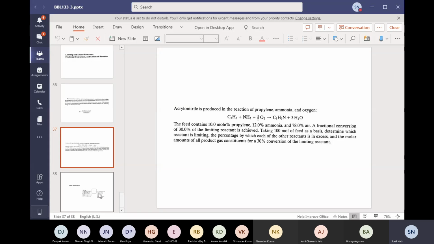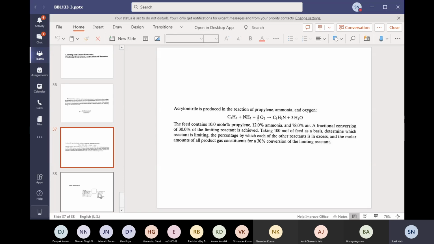So he has given you a basis and you have to find out which reactant is not in excess. And also he asks for all the other reactants, what percentage excess is there? And then he adds a third stipulation that 100% conversion does not happen. In other words, F, small f, is 30% or 0.3.